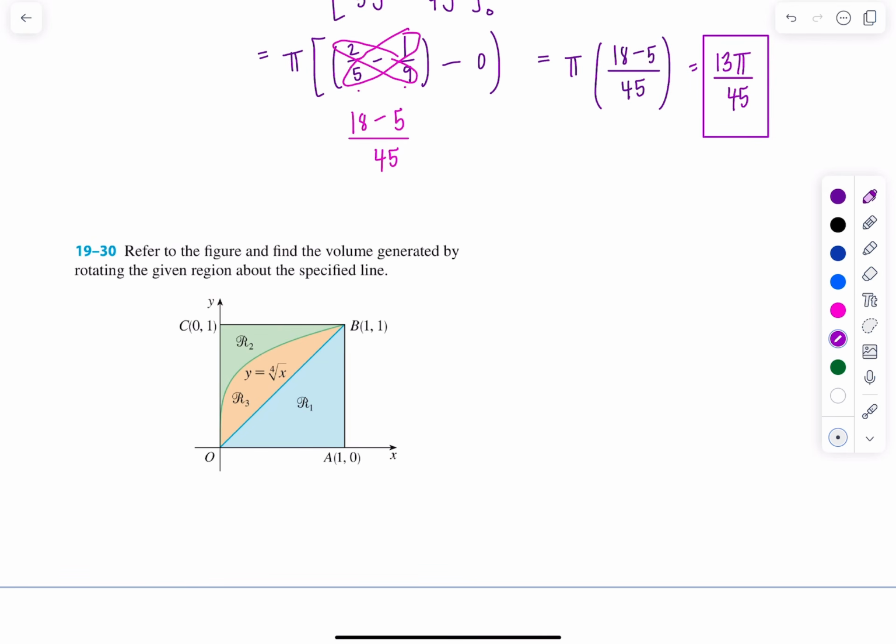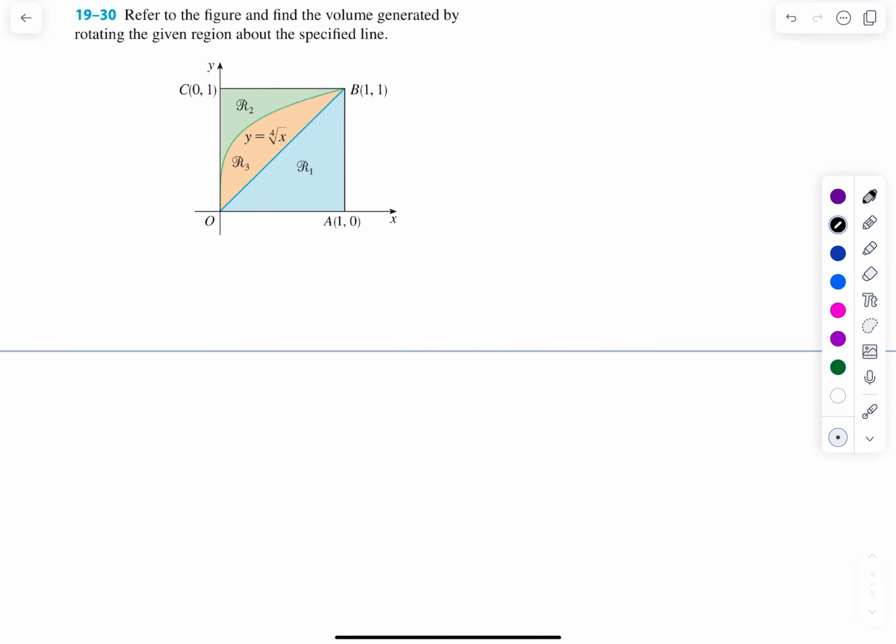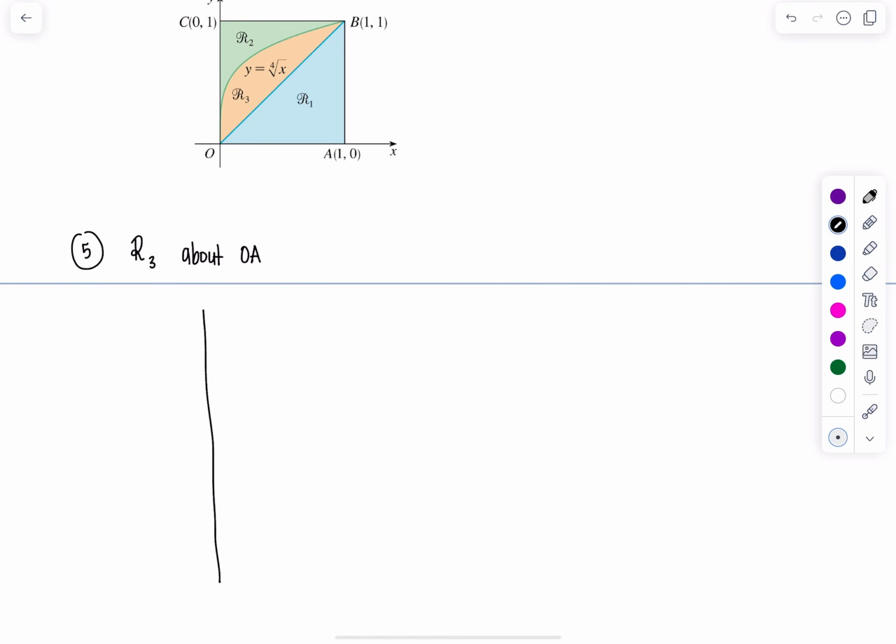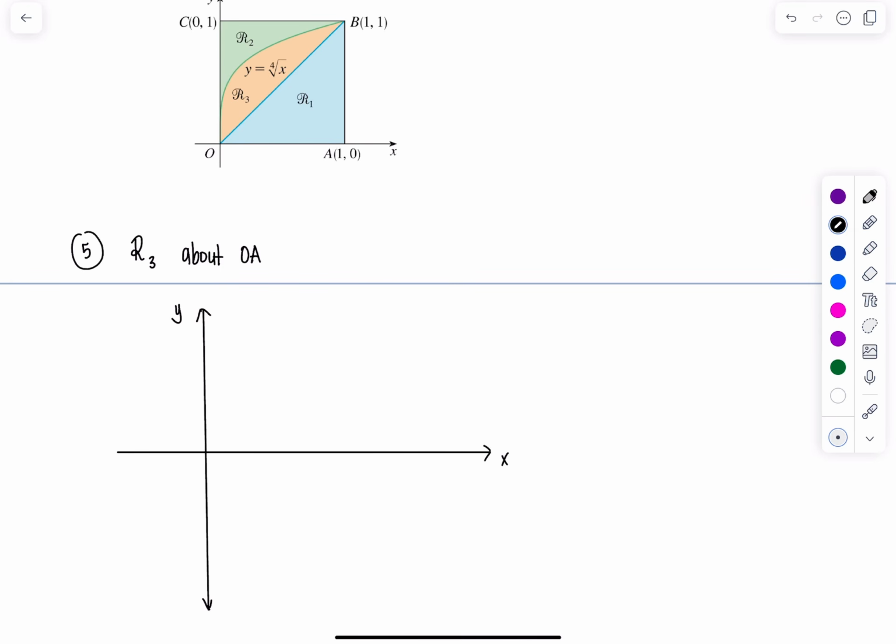Okay, that was example 4, I believe. Example 5. Please take region 3 and spin it about OA. Okay, so region 3, this region, spin around OA, spin around the x-axis. So I'm going to draw it separately down here. This is a nice medium level set of exercises because the graph is given. So later we can practice some more where we have to draw everything from scratch. Region 3.